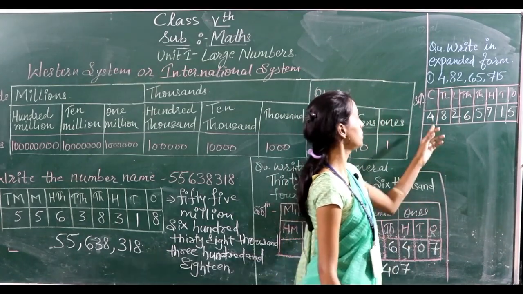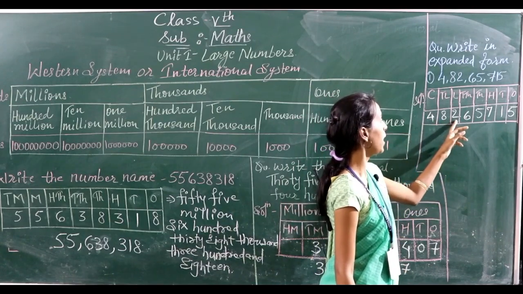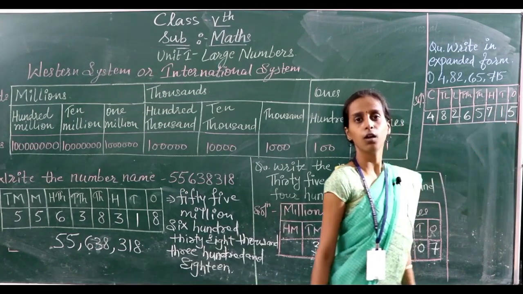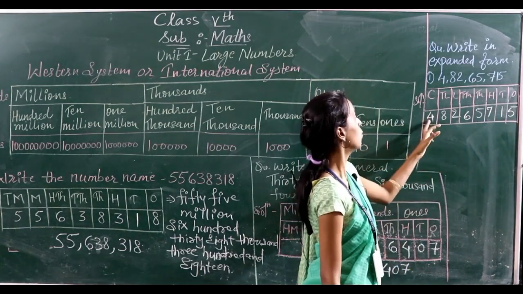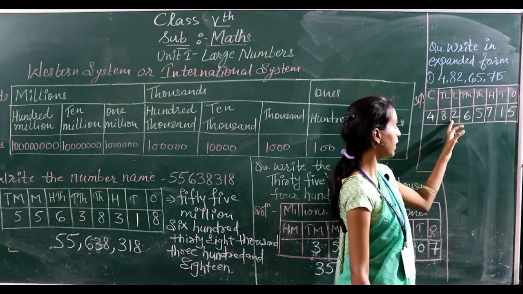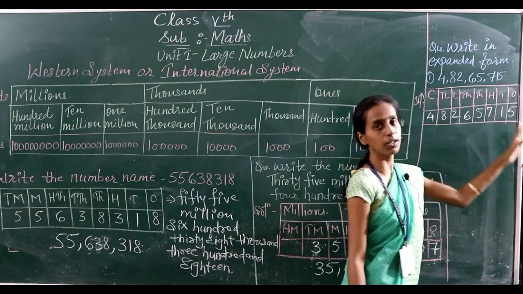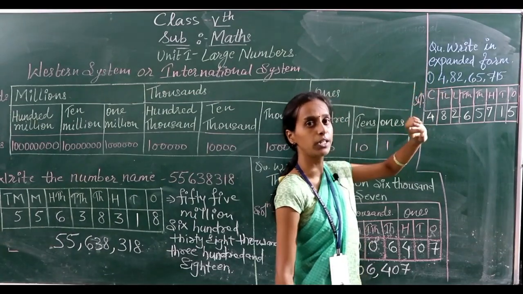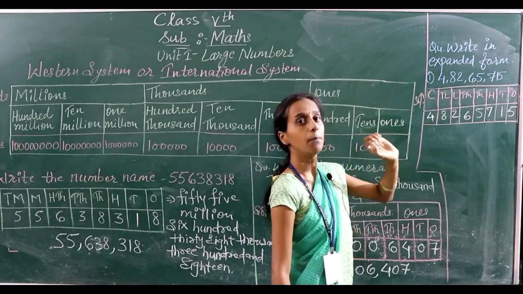Okay, now what it becomes? 4 crores 82 lakhs 65,715. Now we have to write it in expanded form. Expanded form, it means you have to write their place values.